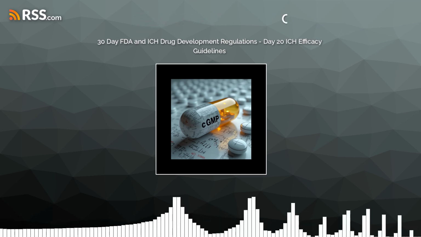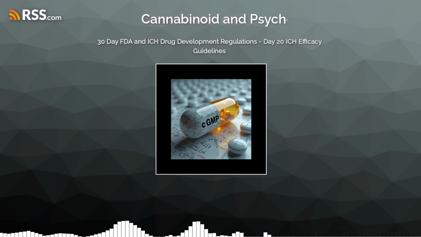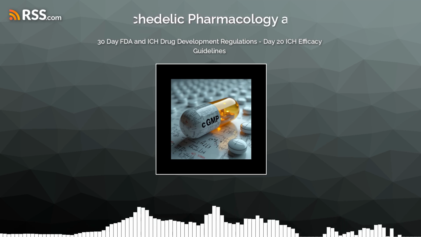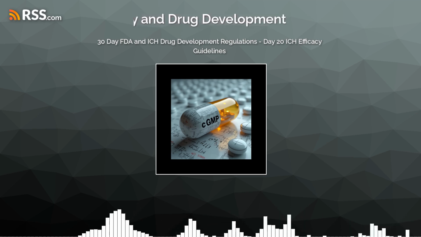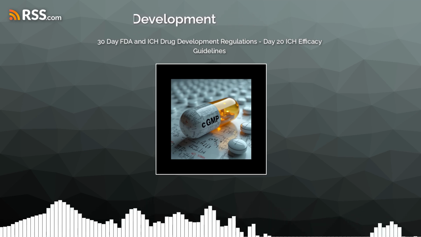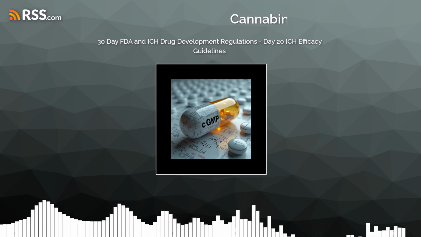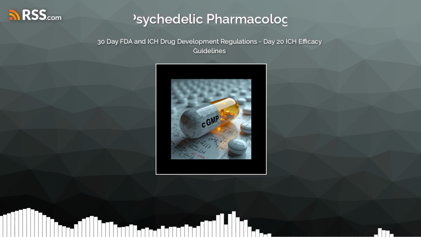Exactly, because what I find fascinating is how much emphasis these guidelines put on endpoints. Endpoints, yeah. Those specific outcomes that researchers are looking for in a trial to show that a drug is actually effective. Right, because it's not enough to just give people a drug and say, well, let's see what happens. Right. You have to have a very clear idea of what you're measuring and how you're going to measure it. Yeah, and the choice of that endpoint, that's crucial. It is. I mean, think about it.